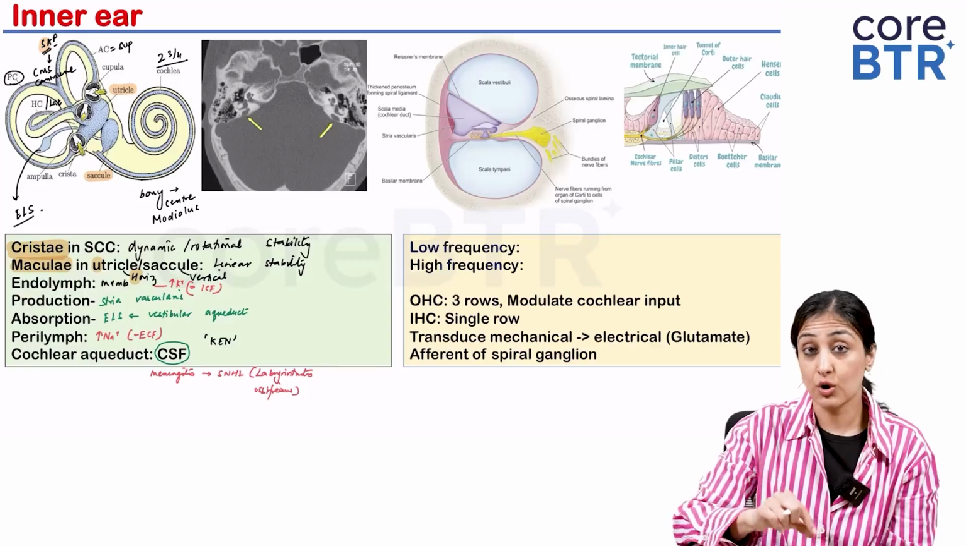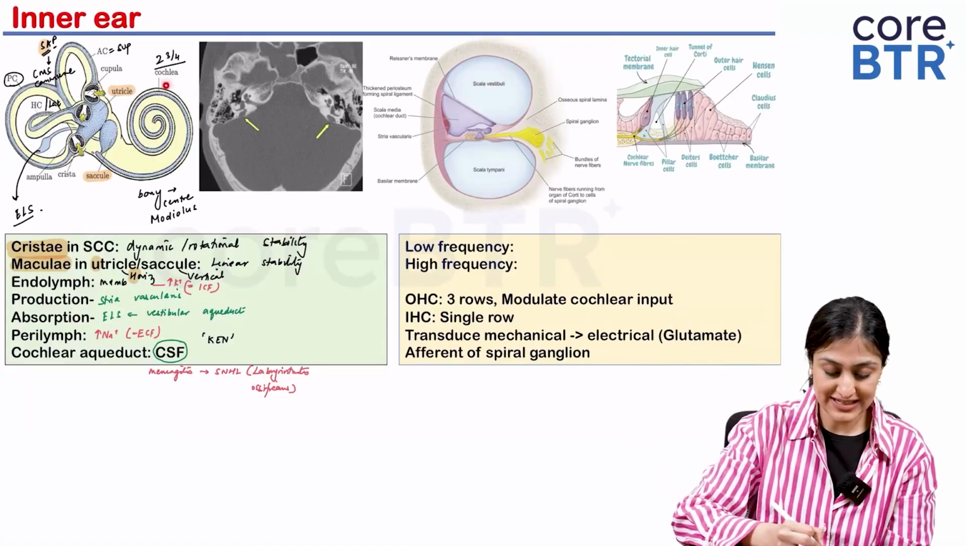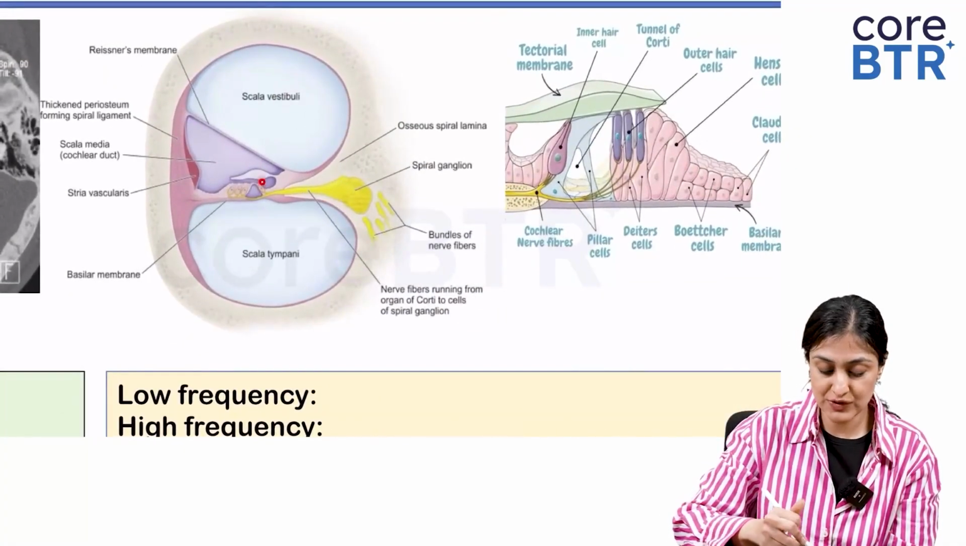So this is what we are seeing here. Now, let's do the cochlea. If we take a cross section, if I take a cut through the cochlea, I am going to see something like this.